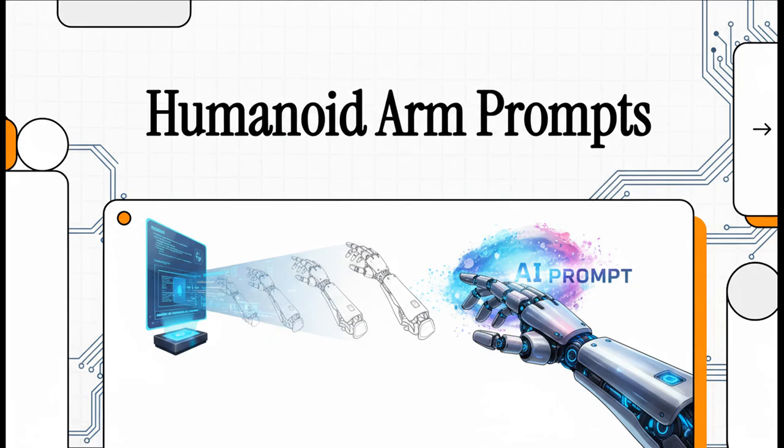All right, let's dive right in. Today, we're talking about the art of AI image generation, and specifically, how to create those absolutely stunning, photorealistic humanoid robot arms. The kind that look like they're straight out of a movie. We're going to go from something kind of generic to totally cinematic, and I'm going to show you exactly how it's done.